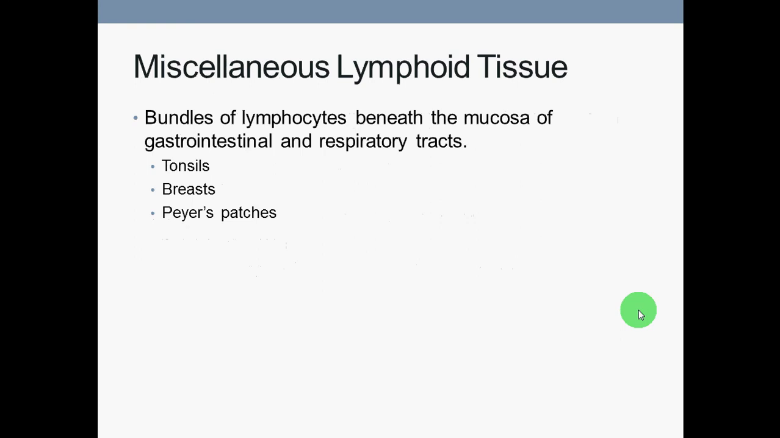That MLT that I told you about, the miscellaneous lymphoid tissue, these are just bundles of lymphocytes beneath the mucosa of gastrointestinal and respiratory tracts. What that means is that they are bundles of immune cells.